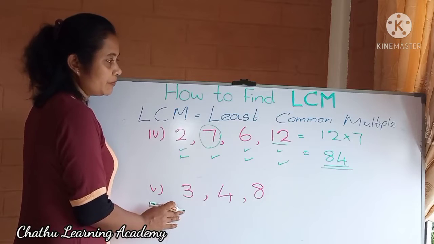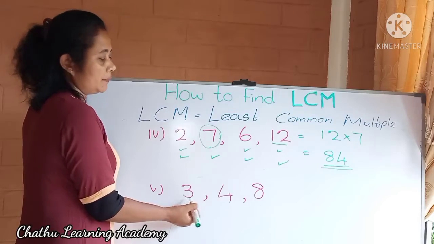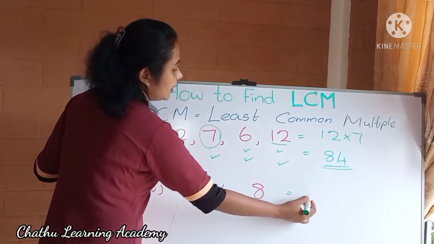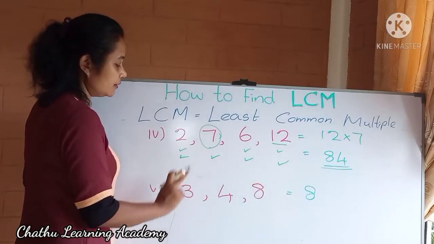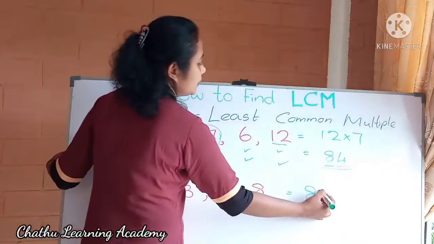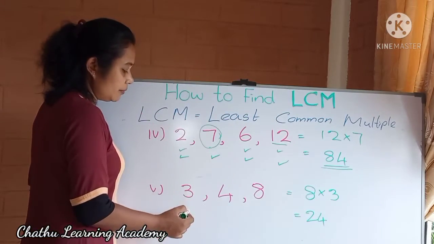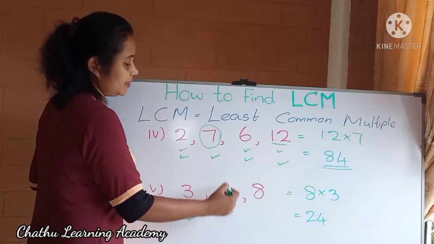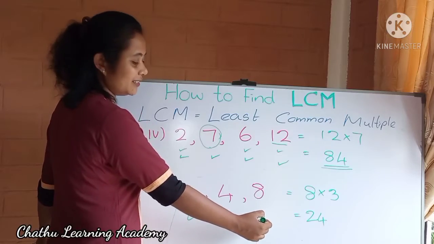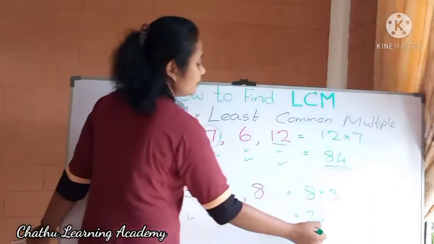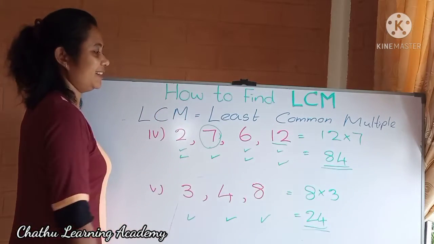Here also we want to follow the same method. Here 3 is a prime number. Then first select the largest value. Then after that, we multiply that value by this prime number. 8 into 3, 24. Now we will check. Is it a multiple of 3? Yes. Is it a multiple of 4? Yes, it's correct. Is it a multiple of 8? Yes, it's also correct. Then this is the LCM of 3, 4 and 8.